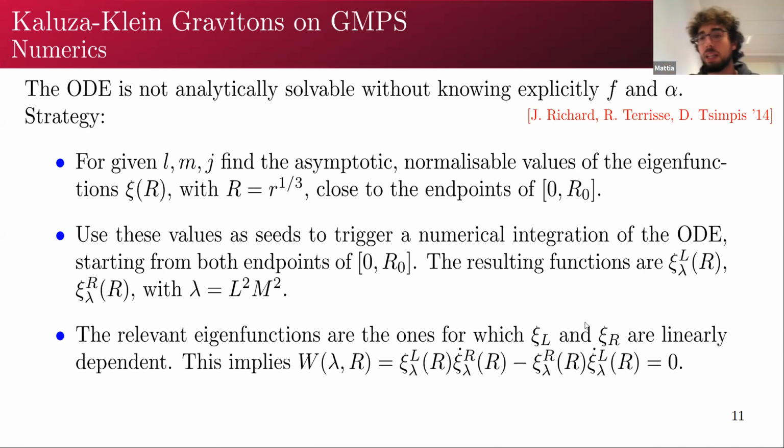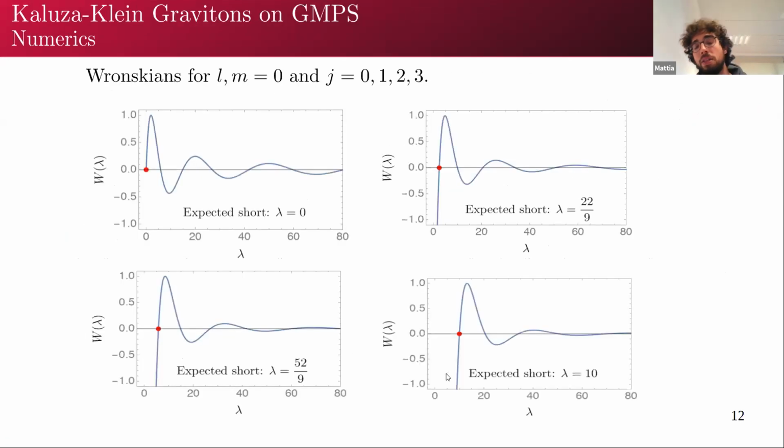So we are demanding that the two functions are linearly dependent, and this can be mathematically translated in the statement that the Wronskian, which is this quantity computed here, should be 0 in correspondence of the physical values of the mass. Here we denote by a dot the derivative with respect to the bulk parameter. And that's precisely what we do.